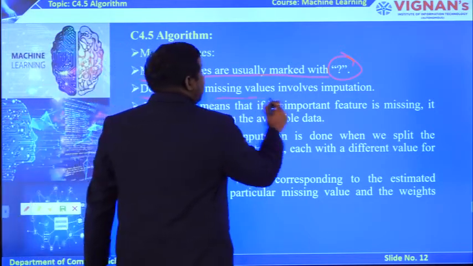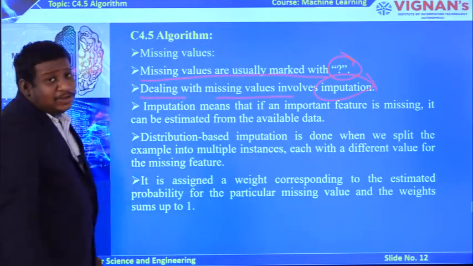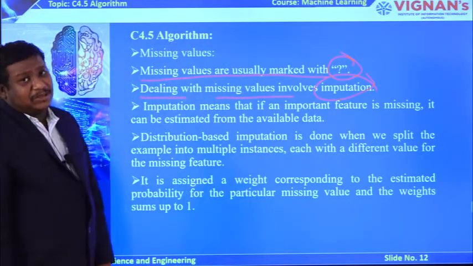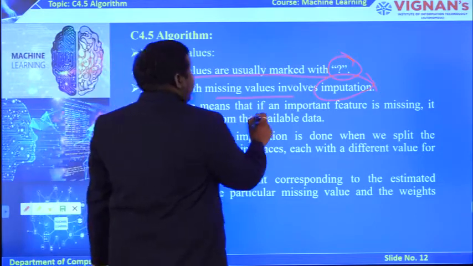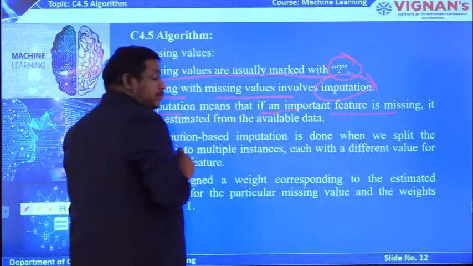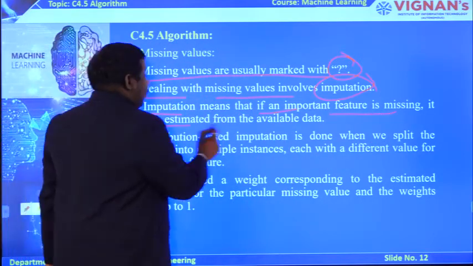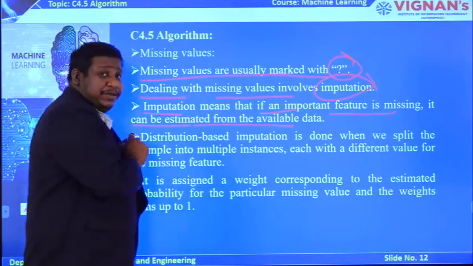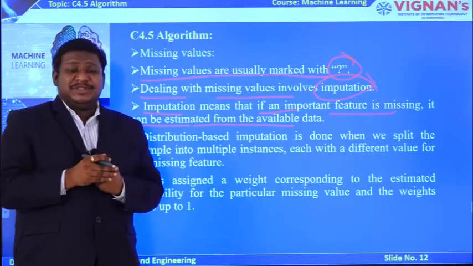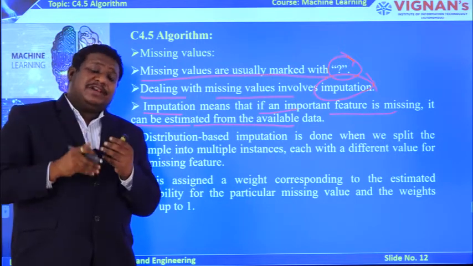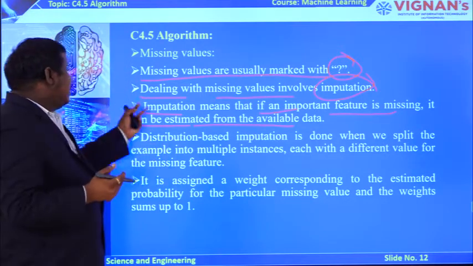Dealing with missing values involves imputation. So, when we are dealing with these missing values, we will call that imputation. Now, what is this imputation? Imputation means if an important feature is missing, it can be estimated from the available data. So, if an important feature or important data is missing, we are replacing or filling the data with the available information. That itself is called imputation.